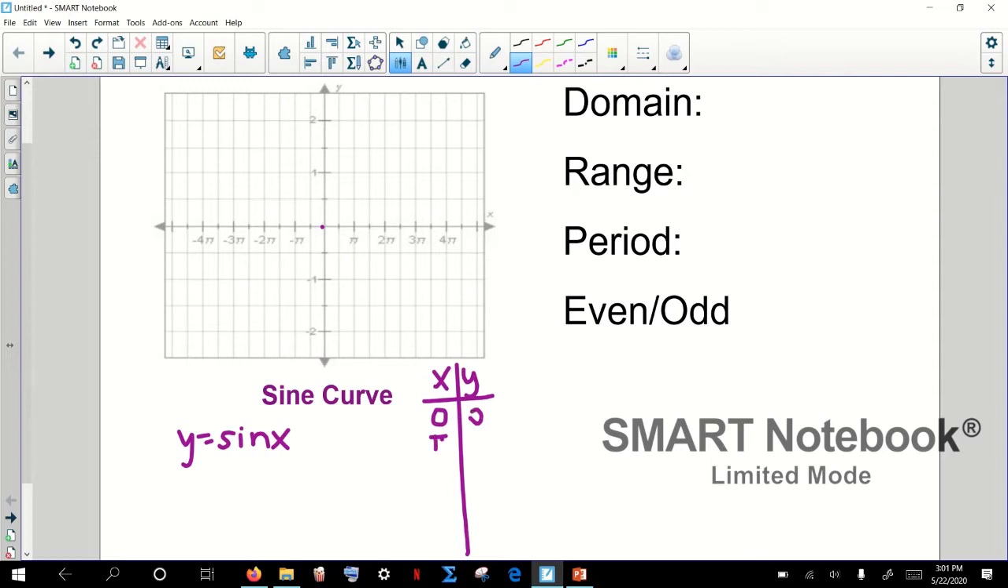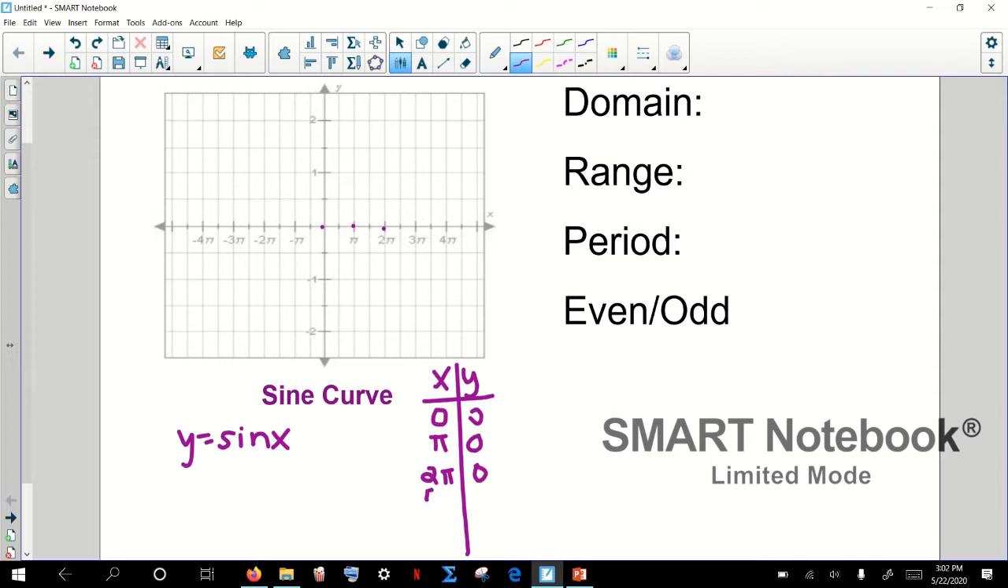What about the sine of pi, or the sine of 180 degrees? That's also 0. And then the sine of 2 pi is also 0. So we have these 3 points on the x-axis that intersect. Those are our x-intercepts. And then we have to figure out what happens in the middle.